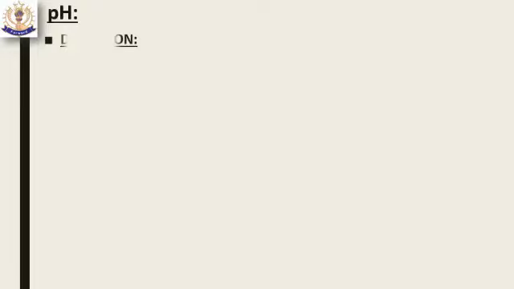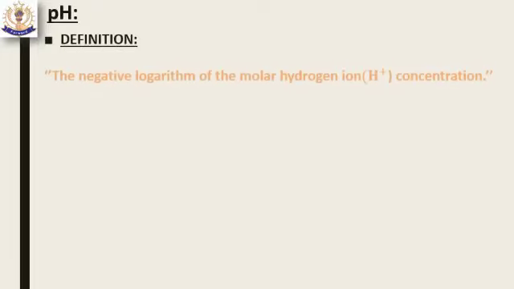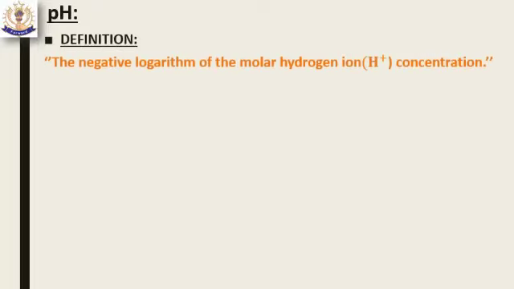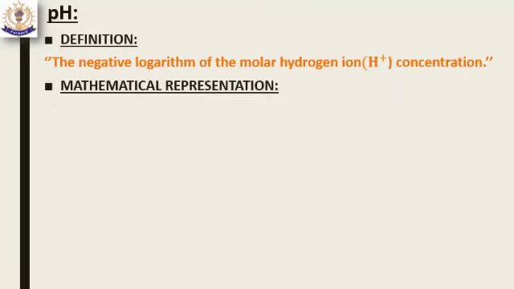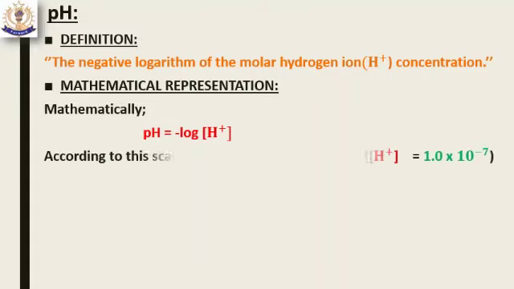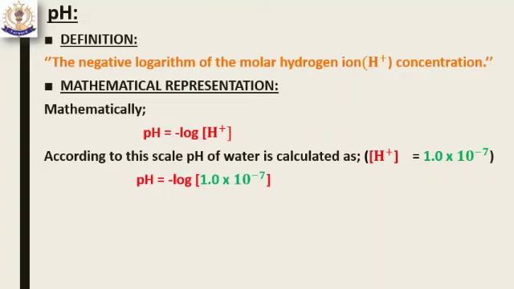Now here comes the proper definition of pH. pH is defined as the negative logarithm of the molar hydrogen ion concentration. It is mathematically written as pH is equal to negative log of molar hydrogen ion concentration. According to this equation, we can calculate the pH of water. As we know that in pure water, molar hydrogen ion concentration is 1 into 10 raised to power minus 7. So putting this value in this equation, we get pH is equal to negative log 1 into 10 raised to power minus 7.